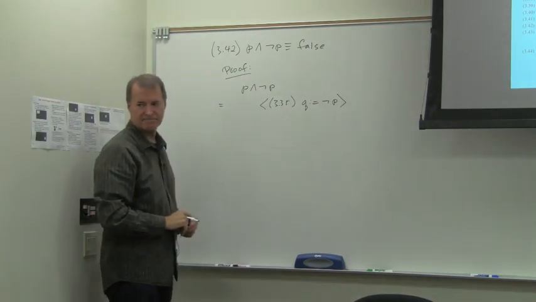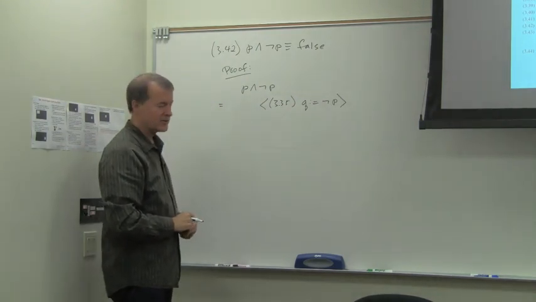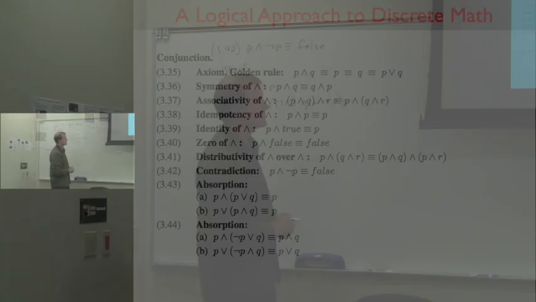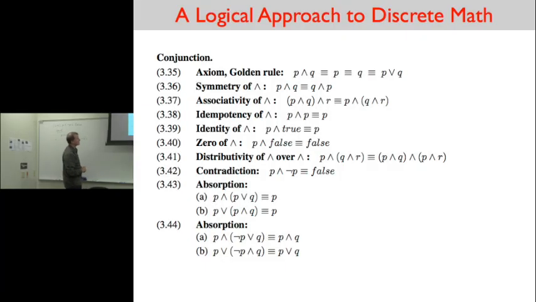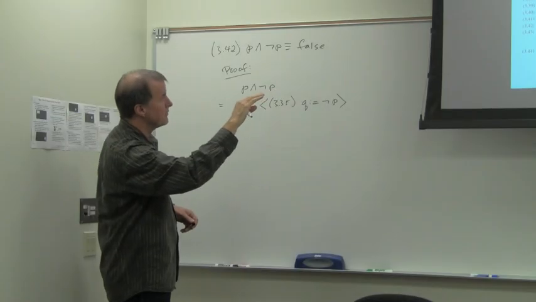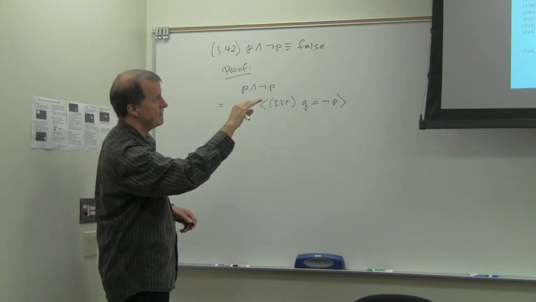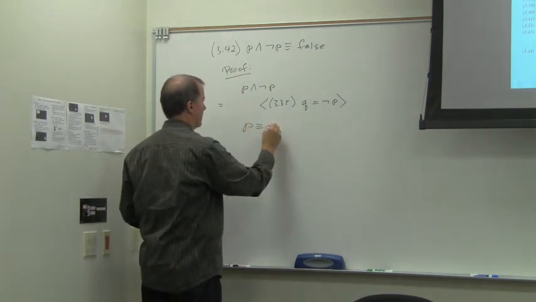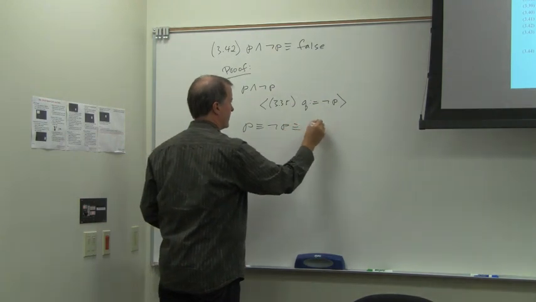All right. Okay, Rochelle, can you tell us what's going to come next if we use the golden rule on this? So the golden rule says P and Q equals all that. So if P and Q equivales all that, then P and not P would be equivalent to what? P and not P equivales P equivales not P equivales P or not P.